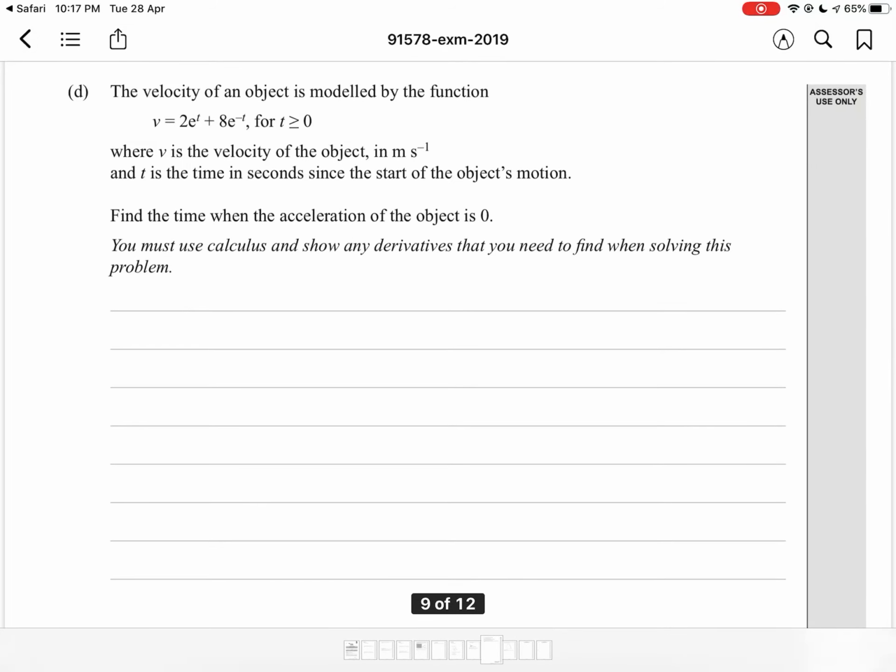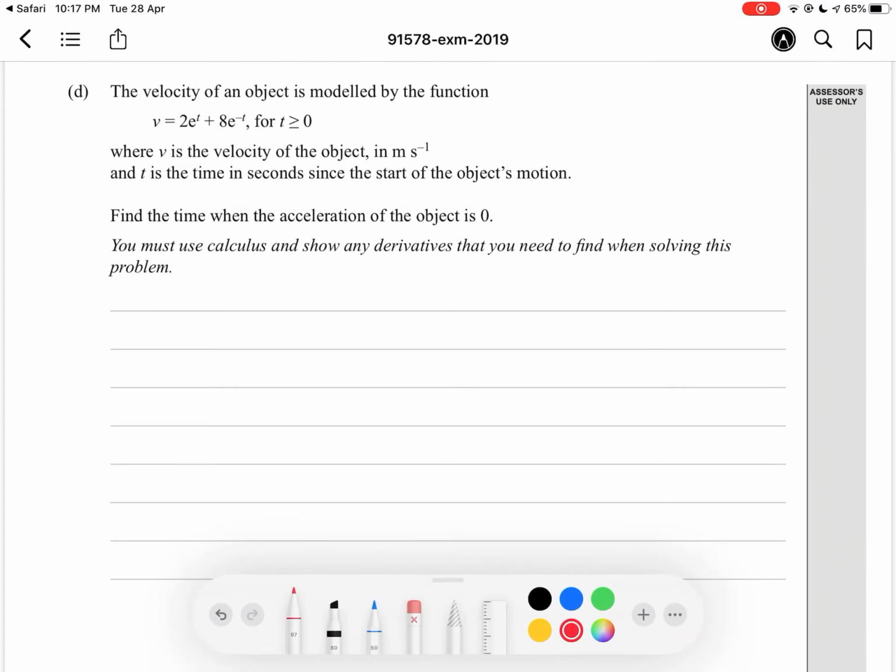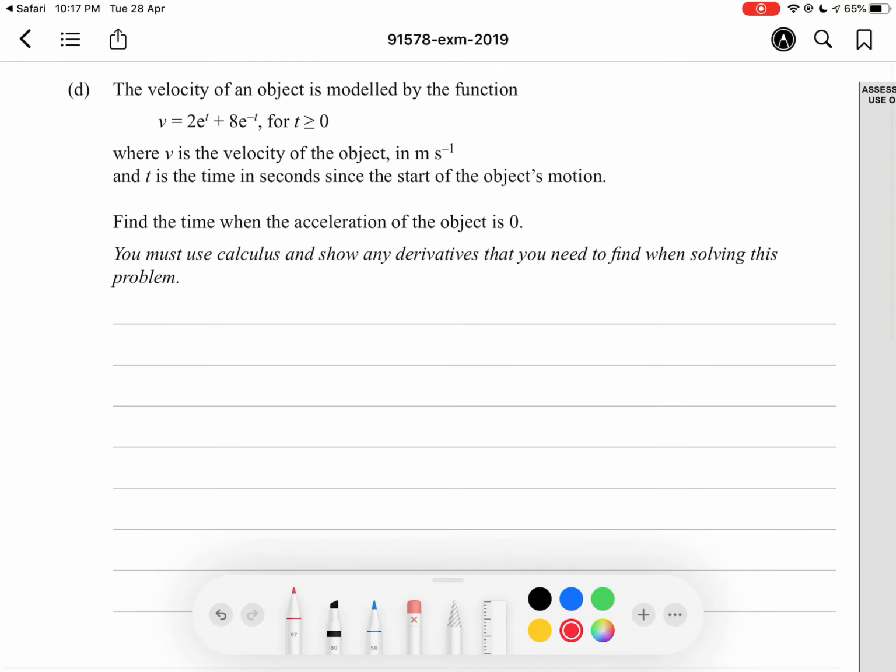Alright, question D now. The velocity of an object is modeled by the function v equals e to the power of t plus 8e to the power of negative t, for t greater than or equal to 0. Find the time when the acceleration of the object is 0. So we need to find the derivative, so a equals the derivative.